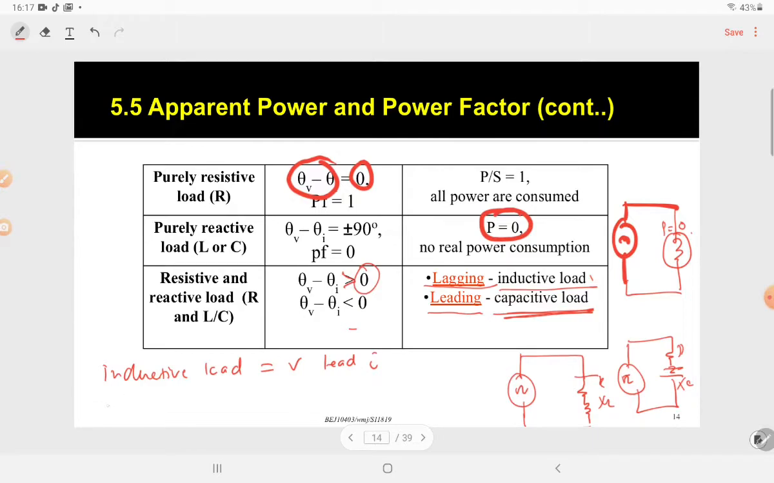And then when you have a capacitive load, usually the I will lead the voltage, right? So therefore you get a negative value over here, so this is a capacitive load, sorry, right?